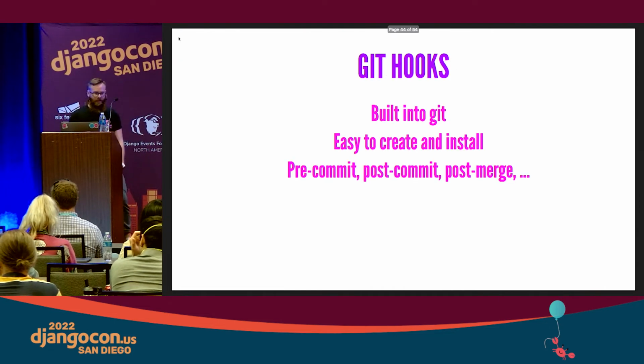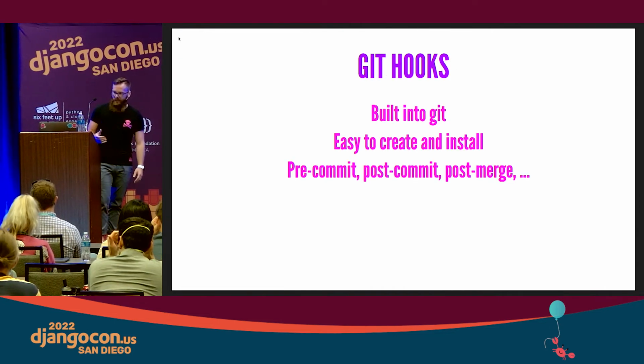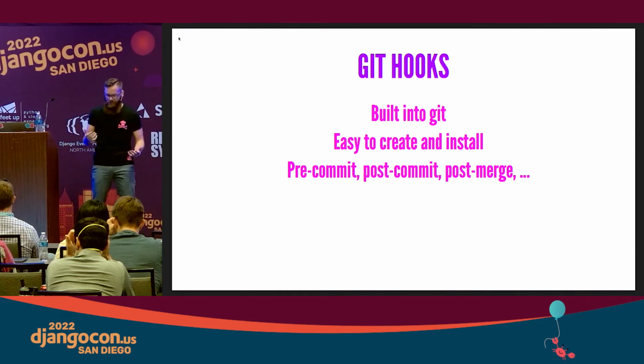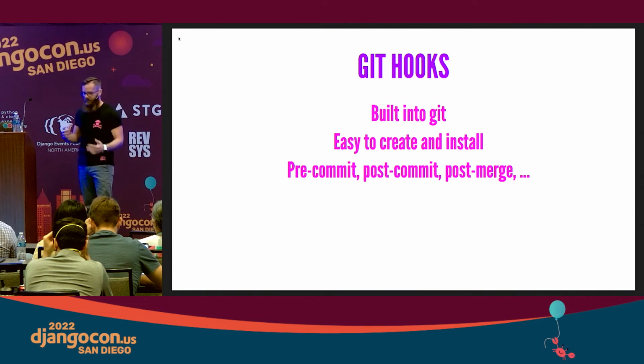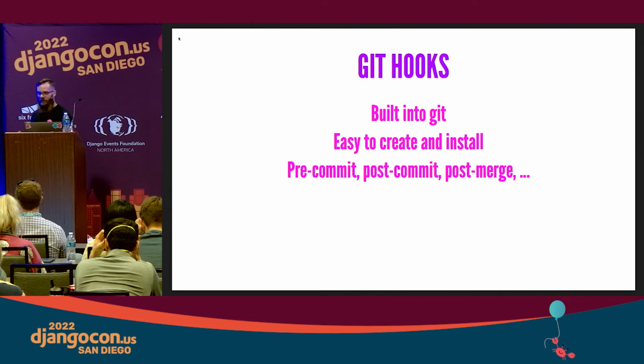How do we enforce it? One way is doing it locally with Git hooks. This is built into Git. They're easy to create if you know Bash, and there are various ones. We tend to use a pre-commit hook a lot. So right before you're going to commit locally, we run a lot of these checks so that your commit will actually fail locally. You don't have to wait on CI.